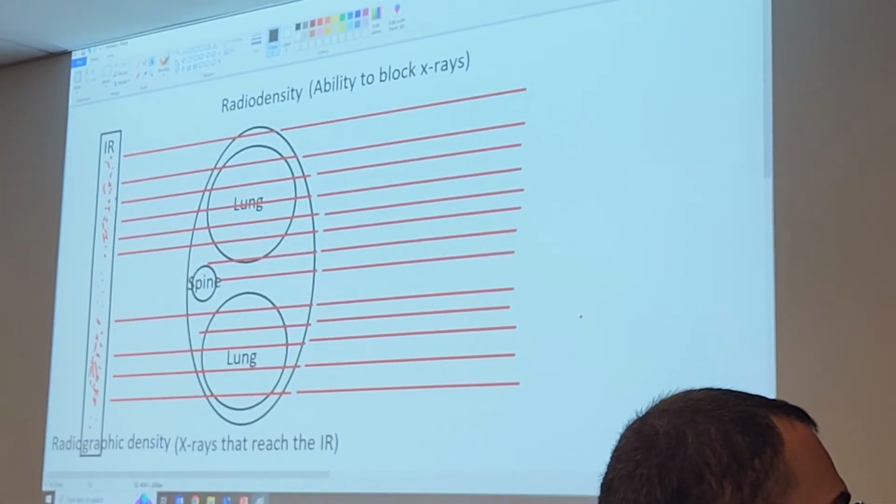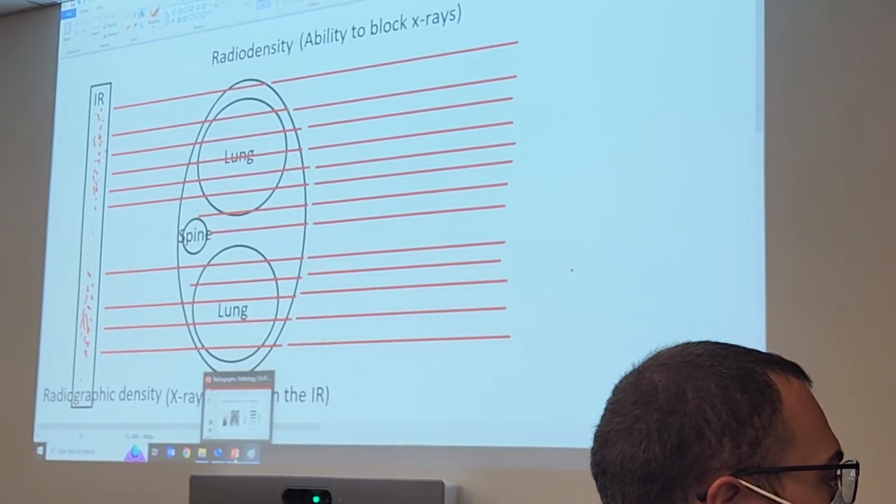You're right. Good thinking. But the spine does, right? Because it does.